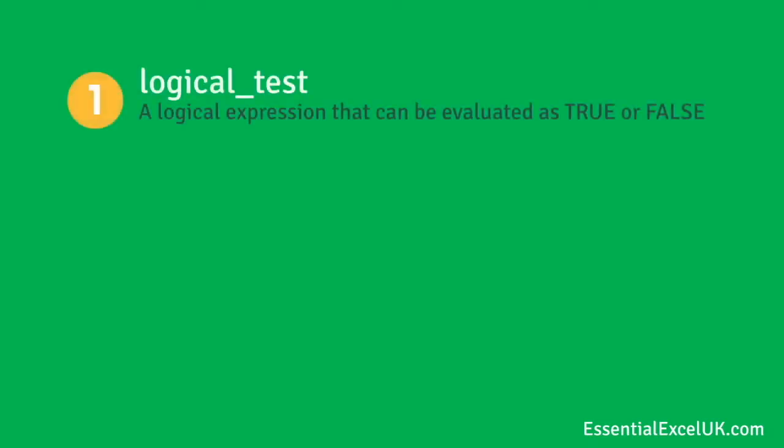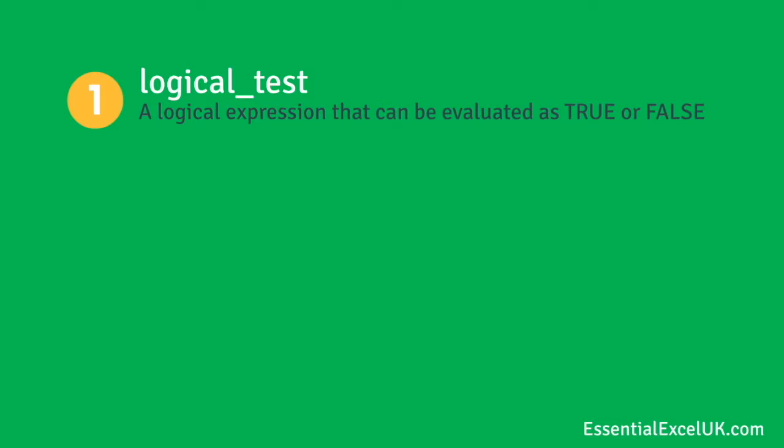The formula is made up of three parts. The first is the logical test. A logical test is a logical expression that can be evaluated as either true or false. An example of this could be to compare two numbers. So the test would be, is the number 2 larger than the number 1? Obviously that is true. So that would be an acceptable test that we could have used in this first part here.